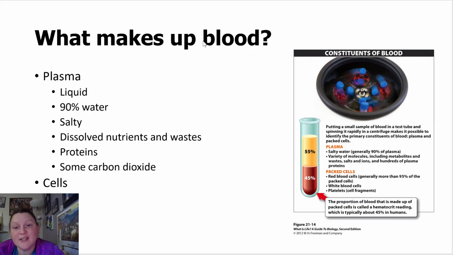There are 3 types of cells in the blood that you need to know about for this class. Erythrocytes are the red blood cells. Their primary function is transporting oxygen. Leukocytes are the white blood cells. They're used in defense of the body. And thrombocytes are parts of a white blood cell that are used for clotting.